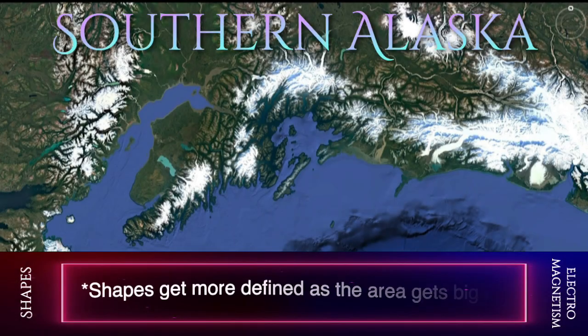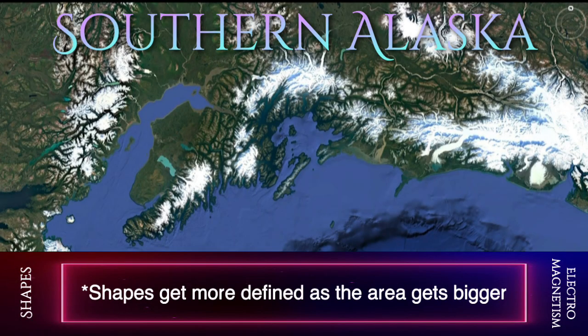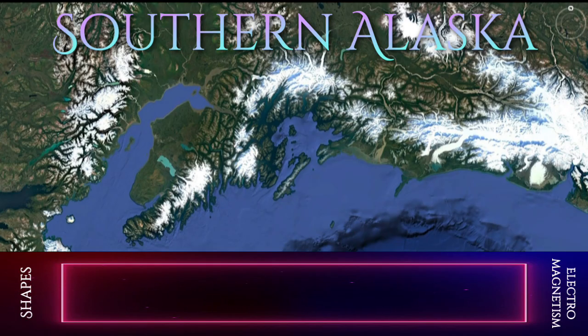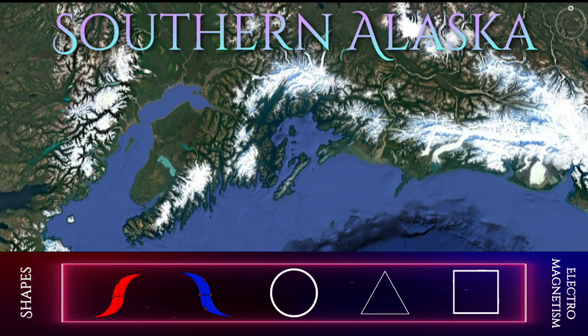Our story today is all about shapes and how the forces of electromagnetism left these shapes as recognizable surface features in the crust of the Earth in the apocalypse. There are 5 basic shapes that we're going to look at, and all of them can be found right here in Alaska at the northern end of the Pacific Ocean.